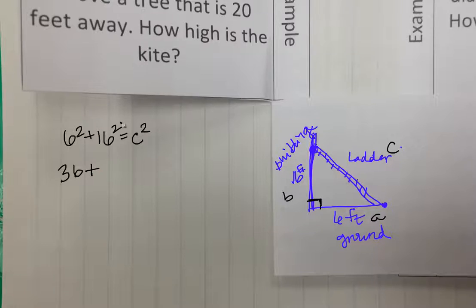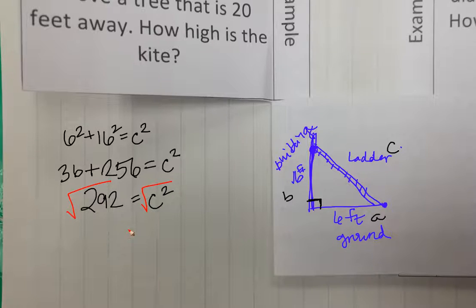It's 256. It's going to equal C squared. So we add these together, we get 292 equals C squared. Okay, we're going to square root each side. And the square root of 292 is about 17.08. Now here's something I want you to think about for a second.